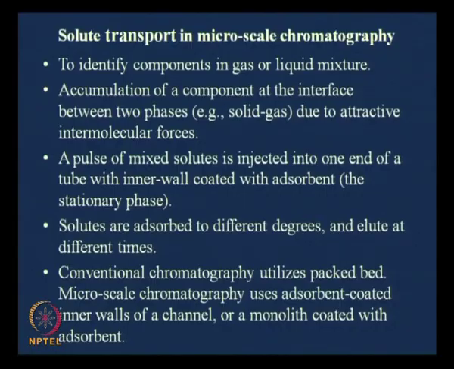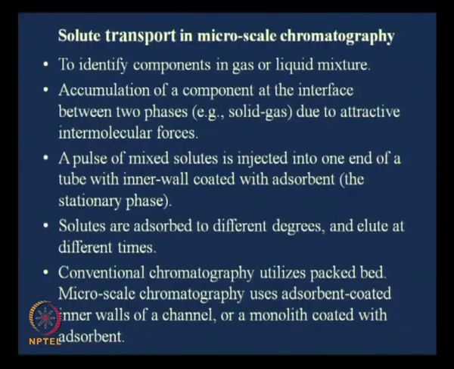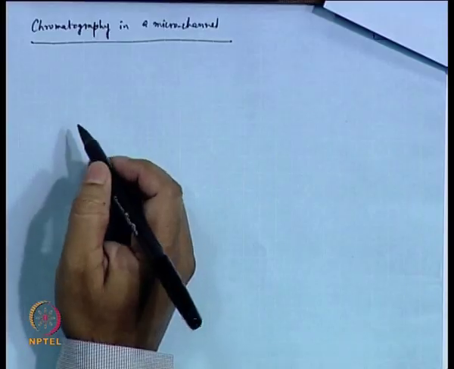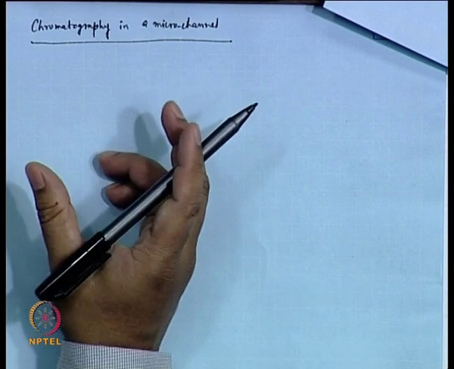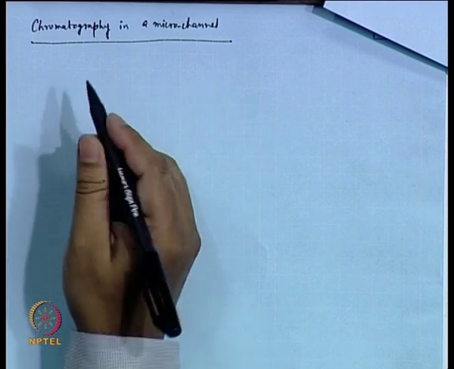First of all, why does something get adsorbed on the wall, and why will something also get dissolved? I am saying that a pulse of mixed solute is injected into one end of a tube with the inner wall coated with adsorbent, which I am referring to as the stationary phase, and that solutes are adsorbed to different degrees and elute at different times. Since we have a mixed crowd here, I hope you understand that adsorption and desorption, both processes, can happen simultaneously.